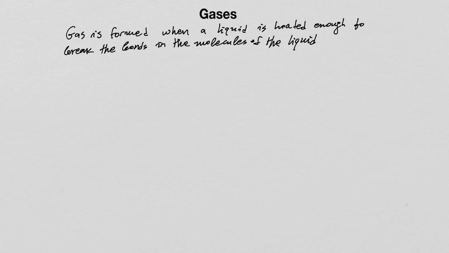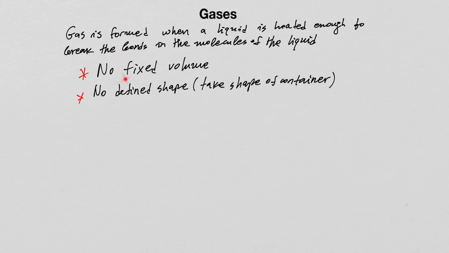The third state of matter is gases. Gases are formed when molecules separate completely and a liquid turns into a gas. This transition, of course, happens when the proper temperature is reached. Gas is formed when a liquid is heated enough to break the bonds in the molecules of that liquid. Gases have no fixed volume, and also they do not have defined shape. They just take the shape of their container.